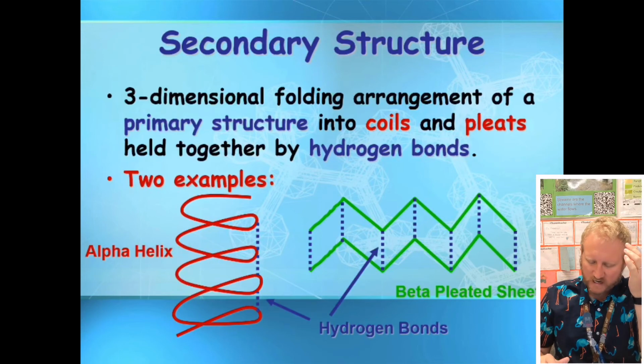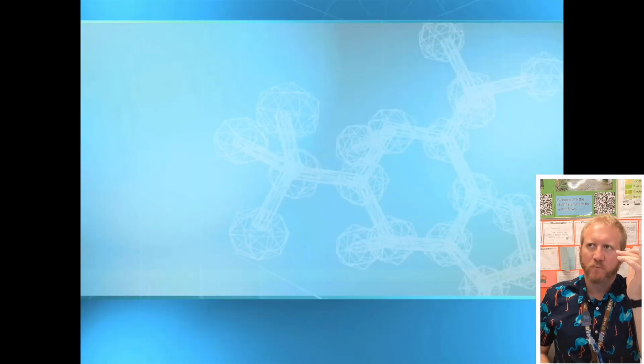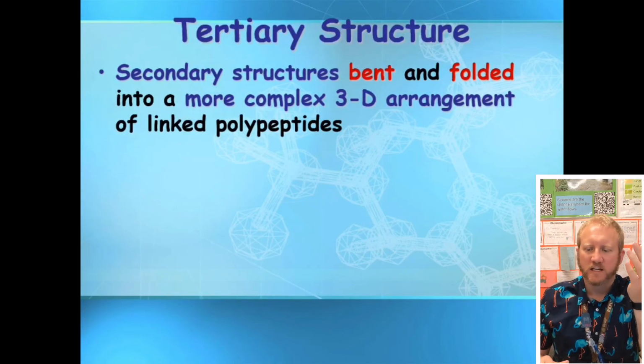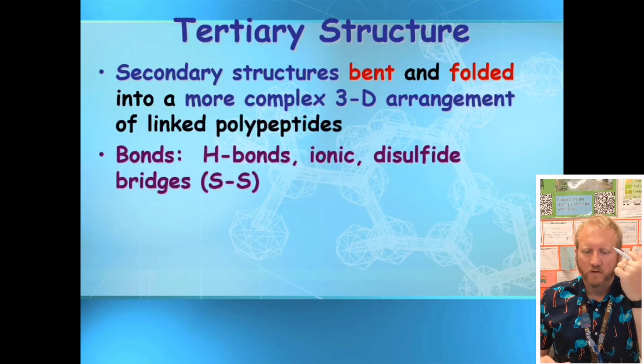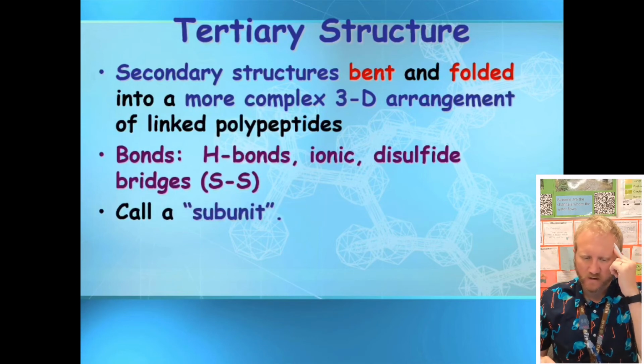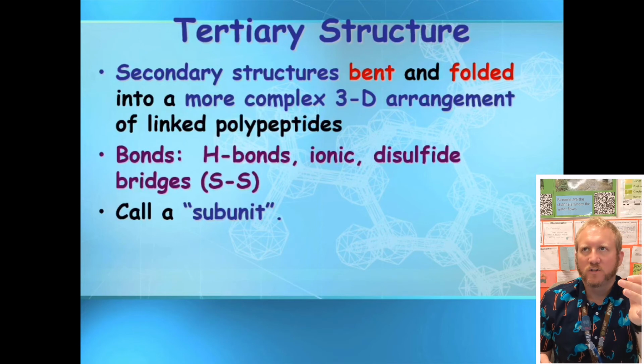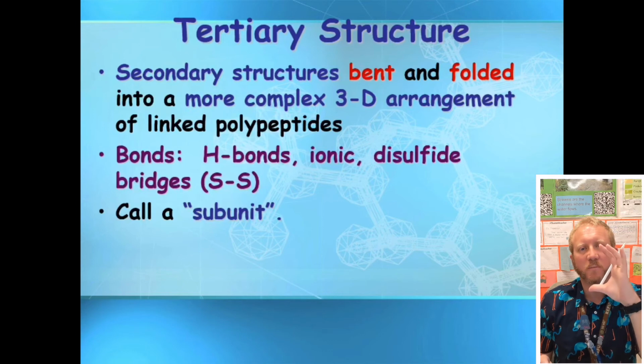Tertiary structure is when you're getting one or more secondary structures along with primary structures, and you're putting them together to create a larger 3D shape, basically. You've got hydrogen bonds, ionic bonds, disulfide bridges, which is just sulfur on sulfur, which has to do with functional groups, which I didn't really talk about. If you're interested in looking at a little bit more about functional groups and digging deeper into how the bonds form, let me know, and we can have a chat about that. Your tertiary structures are known as your subunits.